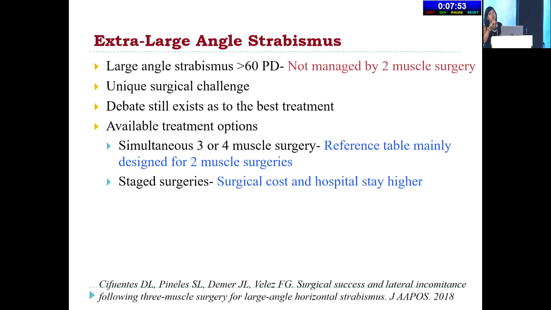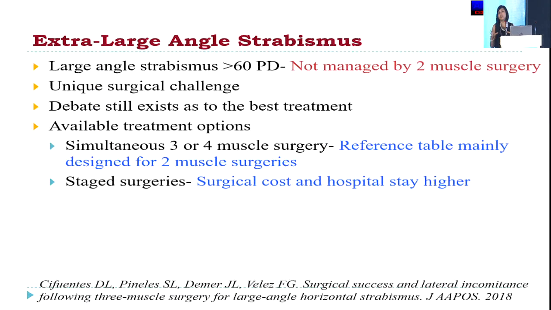Anything that cannot be managed by a routine 2 muscle surgery using the routine surgical dosages can become a large angle strabismus. So, give or take, it would be more than 60 PD, and that becomes a unique surgical challenge because you have limited treatment options. So, what are those? You can go for 3 or 4 muscle surgeries, but the reference tables are mainly designed for the 2 muscle surgeries.